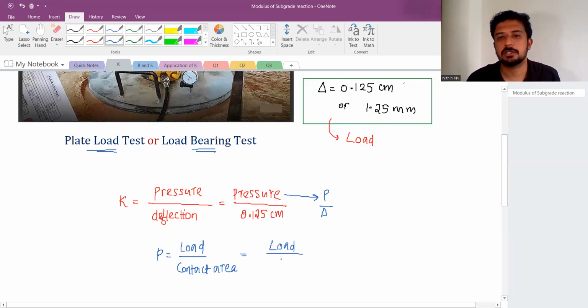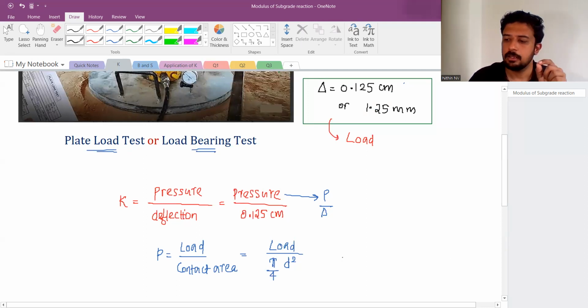The contact area is nothing but, it's a circular plate having a diameter D, right? Now, if the diameter is D, then what will be the contact area? That is pi by 4 D square, where D is the diameter. But sir, you told that the standard size is 75 centimeter. Then the contact area also will be standard, no? Pi by 4 into 75 square. That will also be standard.